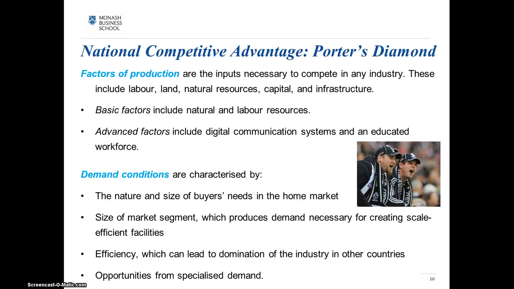Commonly, when you expand your business overseas, the main reason why you do that is because you're looking to produce things in larger quantities so that you can make greater profits. And if you identify that a particular nation does not have sufficient size in that particular industry to meet those scale-efficient facilities, then you might need to look elsewhere. There are also the levels of efficiency which can lead to domination of the industry in other countries, as well as opportunities for specialised demand in certain products. So basically, what are the demand levels and conditions in a certain country?